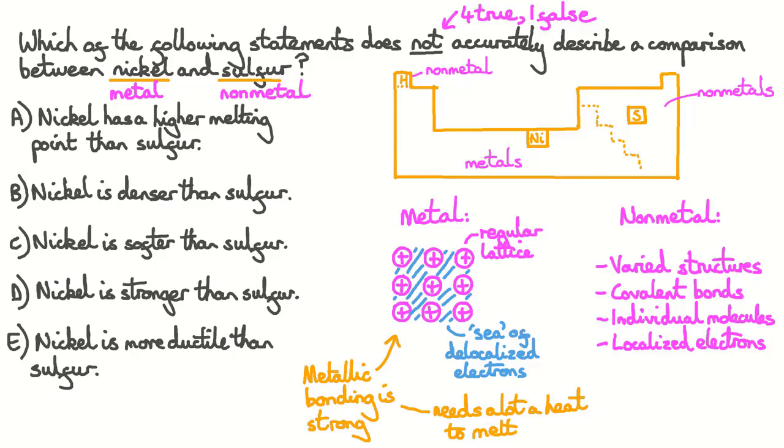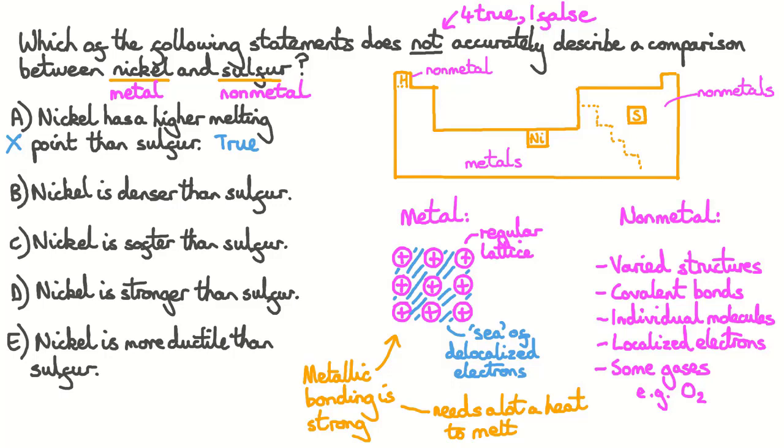Remember as well that nonmetals often have the opposite properties of metals. Because the structures of nonmetals tend not to be anywhere near as strong as a metal, they have much lower melting points, since it takes a lot less energy to melt them. In fact, some nonmetals are even gases at room temperature, for example, oxygen. So answer A says that nickel, a metal, should have a higher melting point than sulfur, a nonmetal, and we've discovered that this is true. This means that A is not the correct answer.